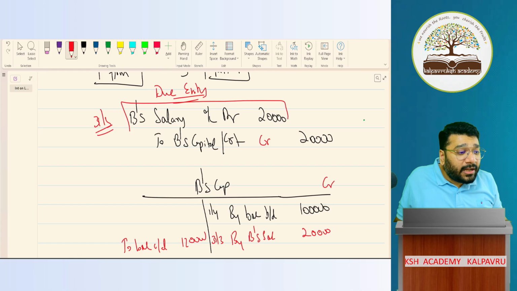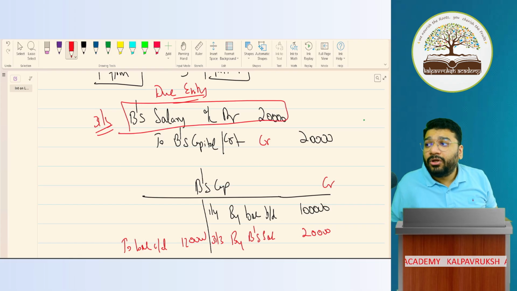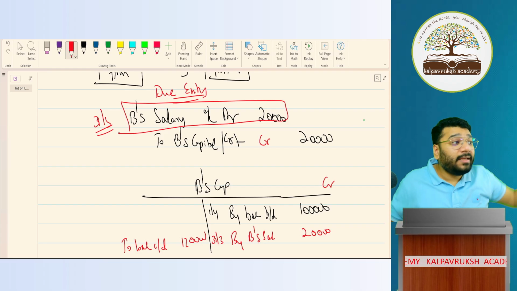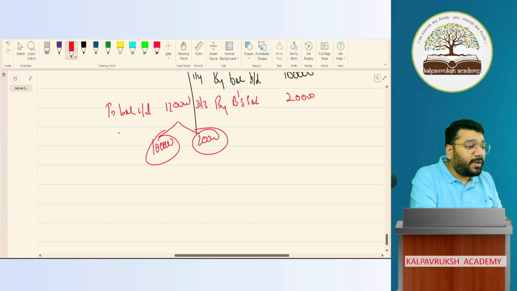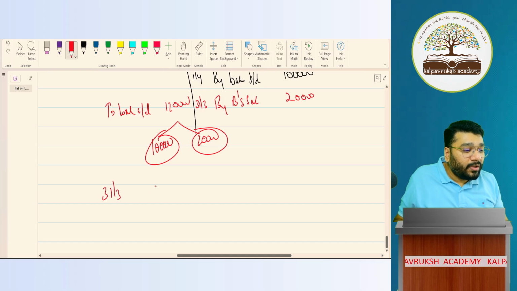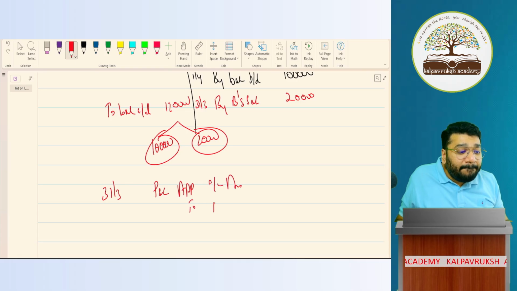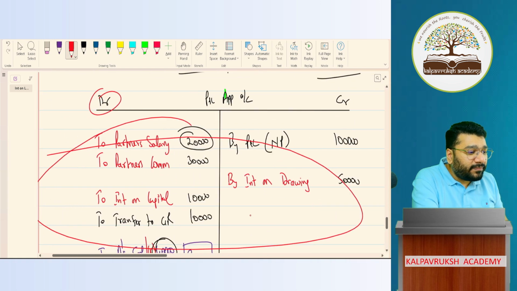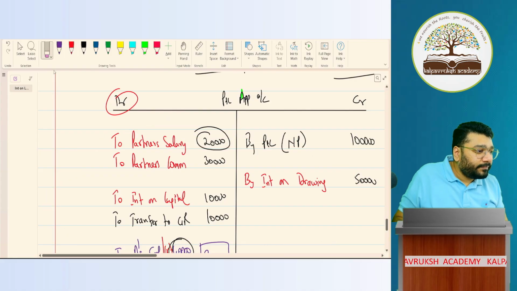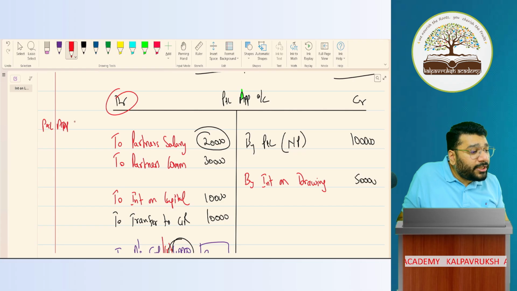Salary is a nominal account. I have to close it. It is in debit. To create it, I gave it debit. To close it, credit. So what is the entry going to be on 31st March? P&L appropriation account debit to B's salary, 20,000 and 20,000. Can I put this entry nearby here itself? What is the closing entry you said? P&L appropriation account debit to B's salary, 20,000 and 20,000. Any problem?